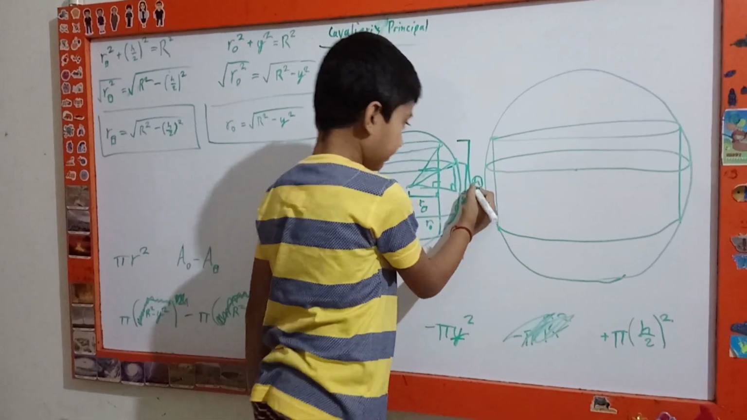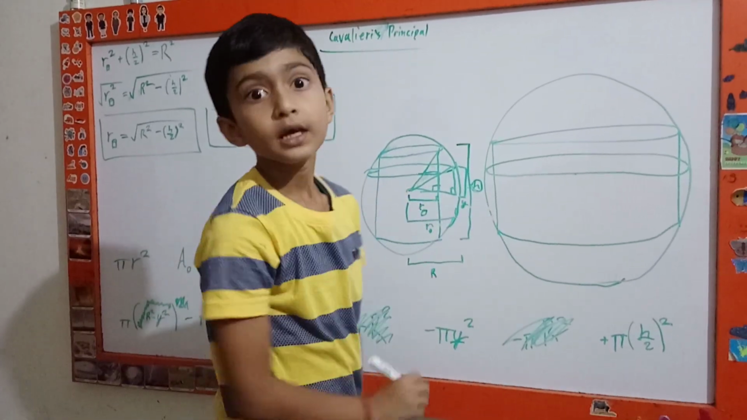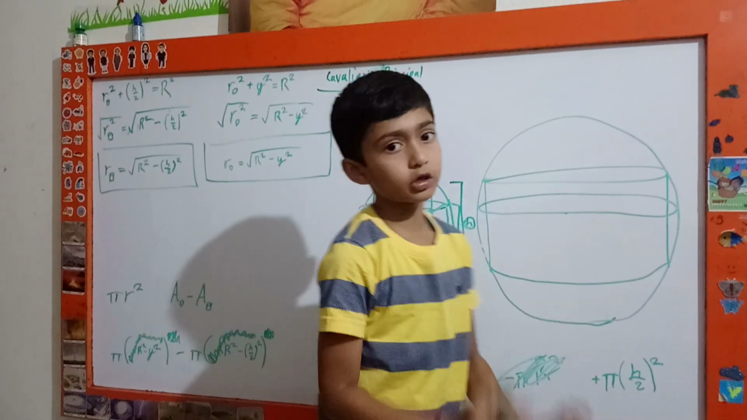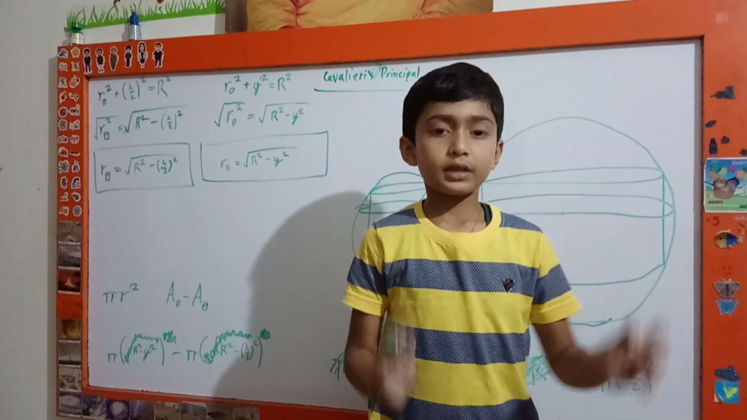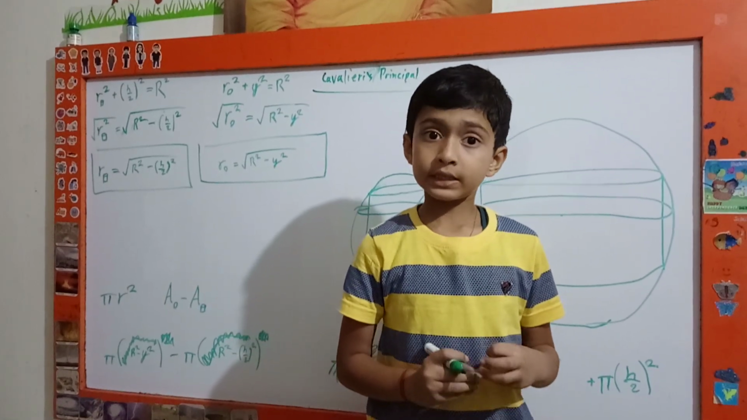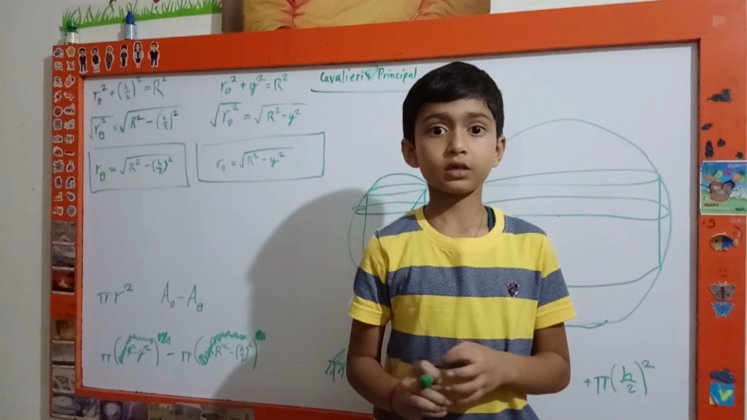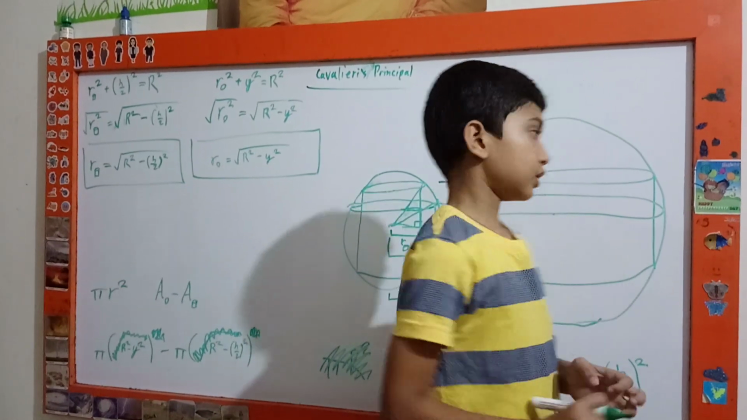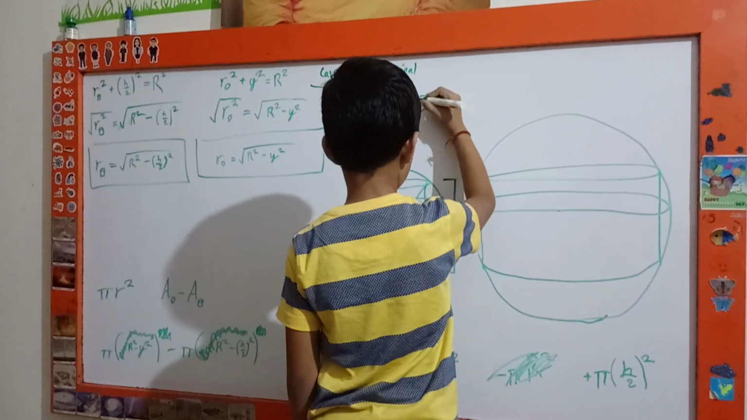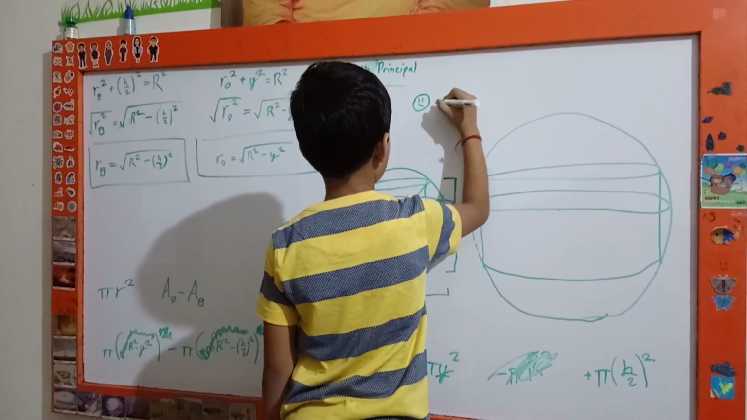So Cavalieri's principle states that two napkin rings have the same volume regardless of the size of the sphere they're cut out from, or the size or thickness of the napkin ring. So it solves our problem.